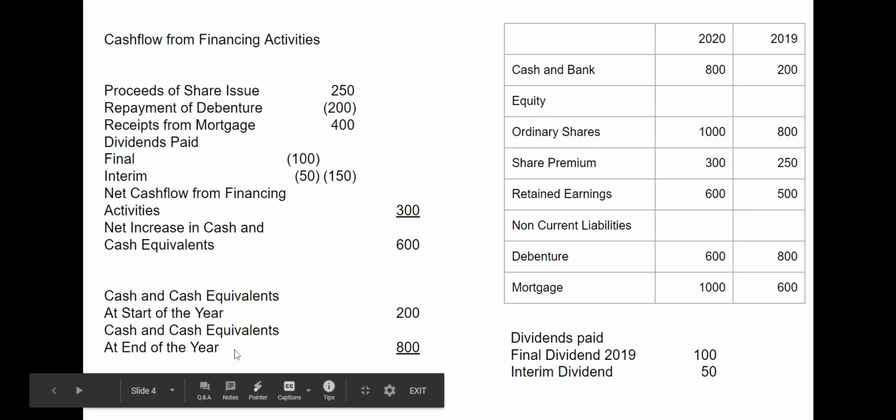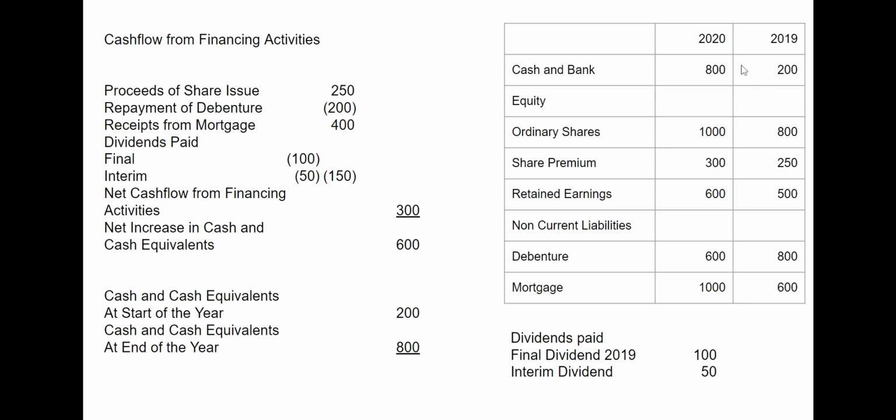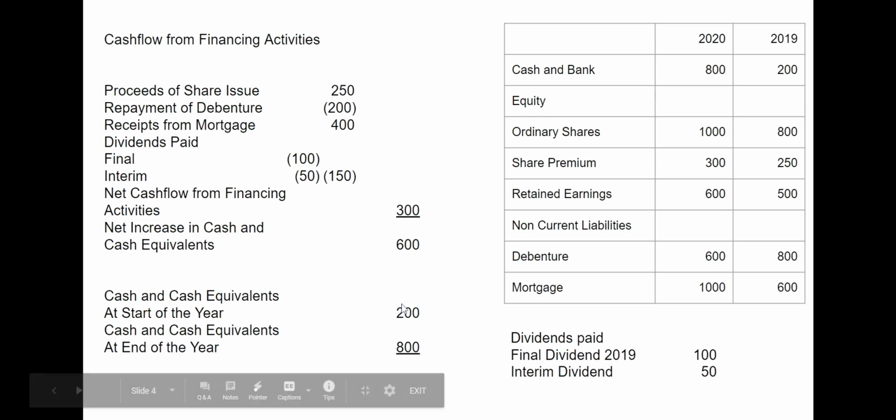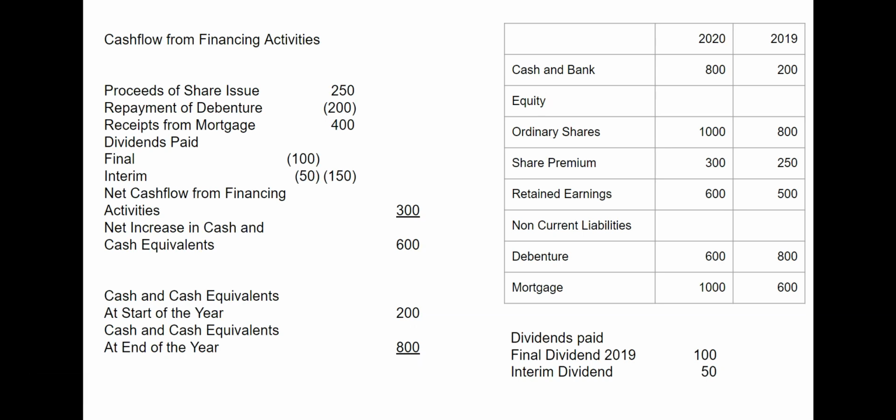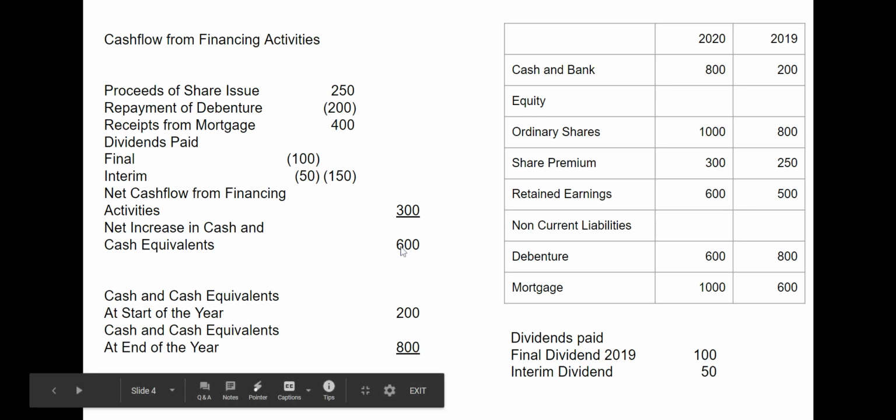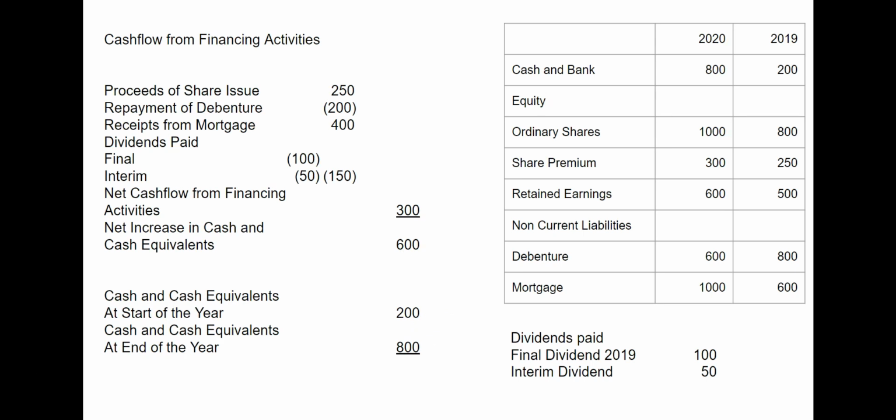And then underneath that, we do a little check. And that check is that the overall change in the cash and cash equivalents is the same as what our cash flow statement is saying. So at the start of the year, we had plus 200. At the end of the year, we've got plus 800 basically as cash and in the bank, and therefore the change here is 600. The change that the cash flow statement says we should have is 600, and therefore we can be confident that the cash flow statement is reconciled.